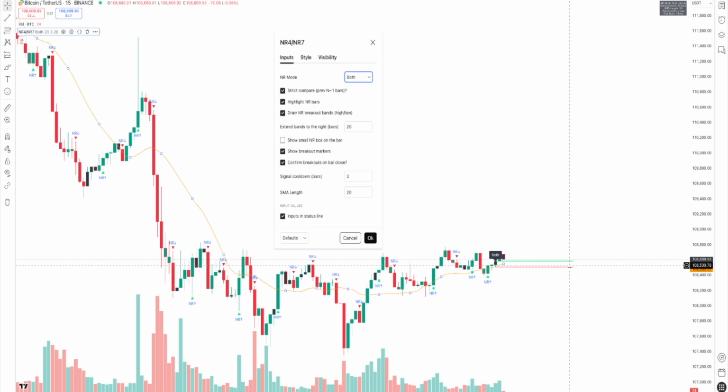This is basically the green and red line, and this is your SMA signal cooldown period. It checks the last 3 candles before providing a buy or sell signal, with an up arrow and a down arrow.